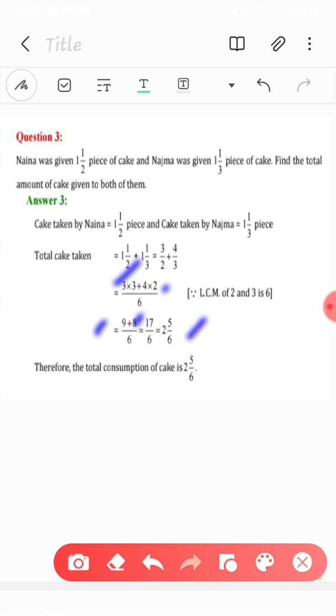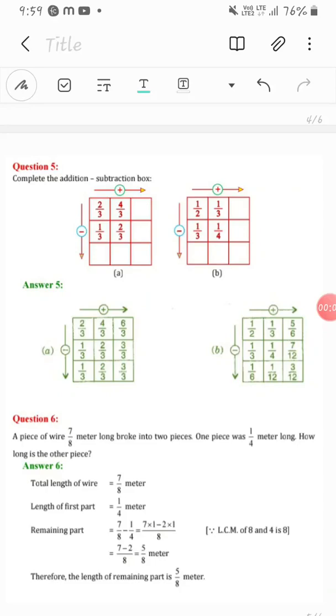We are converting it into a mixed fraction. The total consumption of cake is 2 5 by 6. Let's move to question number 4 now. Now we will start question number 5.